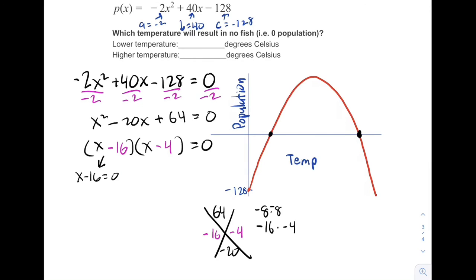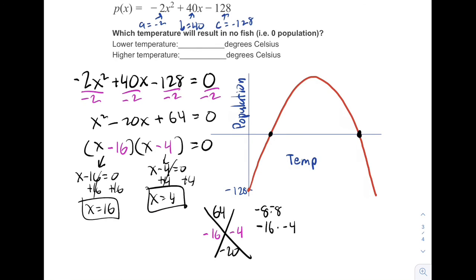Then we're going to solve it using the zero product property. So x minus 16 equals 0, x minus 4 equals 0, and solve each one. Add 16, we get x equals 16. This one we add 4, x equals 4. So our 4 is going to be the lower one, and our 16 is going to be the higher one. When is the temperature going to result in a population of 0? It's going to be 4 degrees Celsius and 16 degrees Celsius, because those two are our zeros. So we made our equation equal to 0.